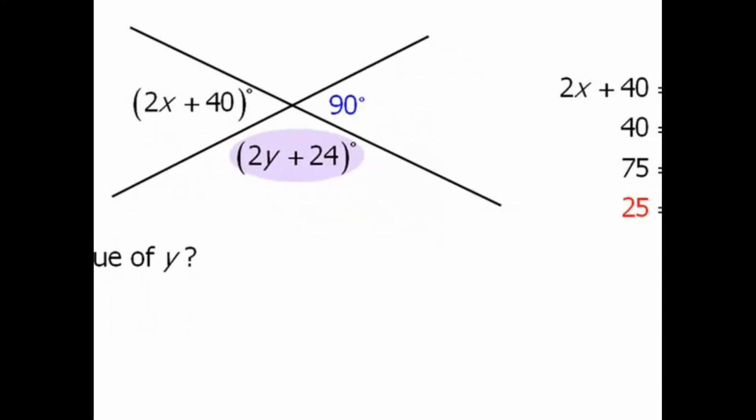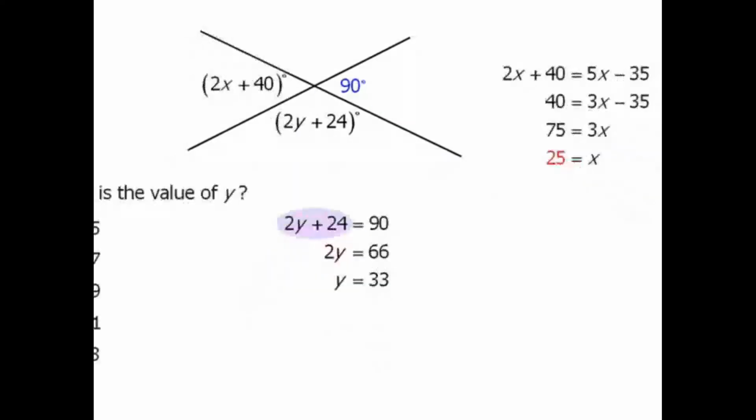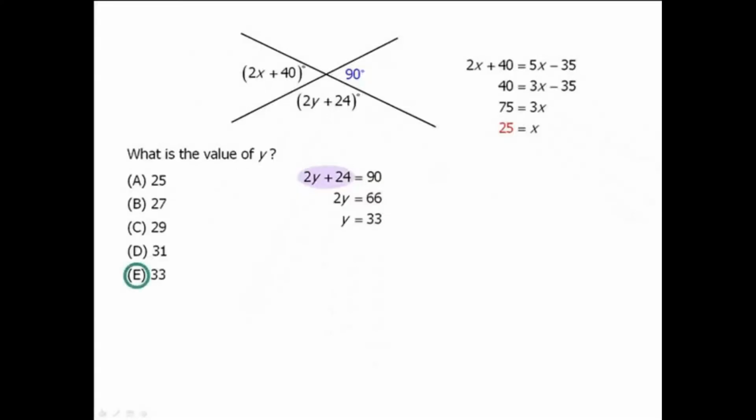This is our second equation. We'll solve this for y by subtracting 24 from both sides. And now we'll divide both sides by 2 to get y equals 33. So our answer is E.